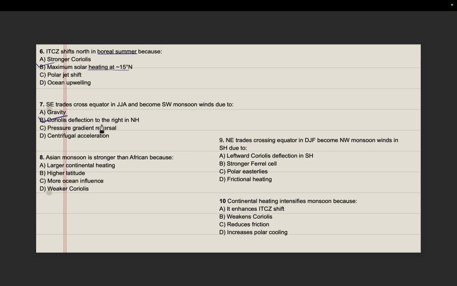As the Coriolis force deflects the southeastern trade wind when it comes to the northern hemisphere, the southwestern monsoon winds get formed. Question 8. Asian monsoon is stronger than African because of larger continental heating, higher latitude, more ocean influence, and option D is the weak Coriolis force.